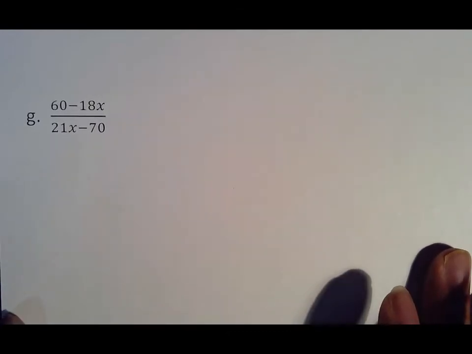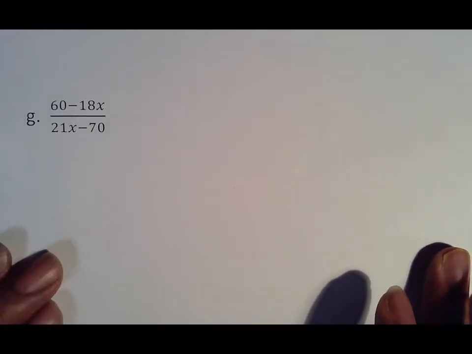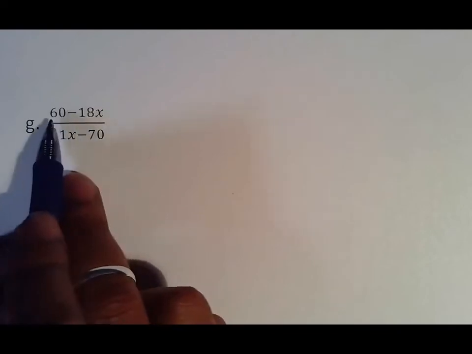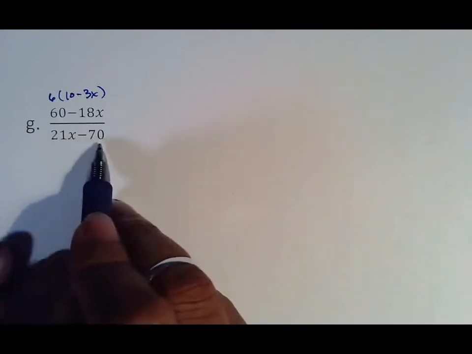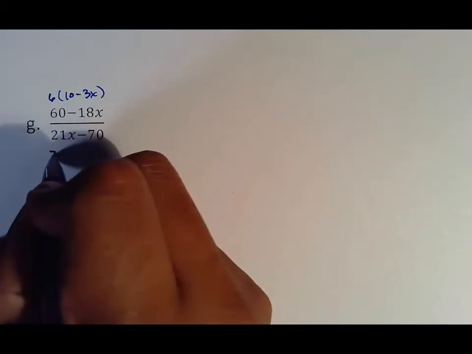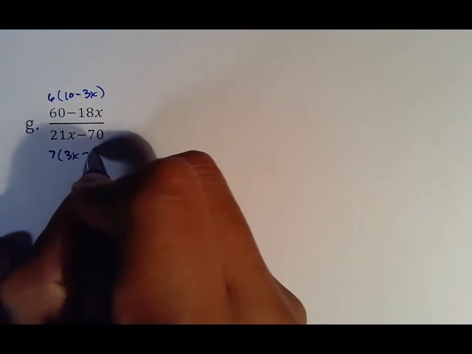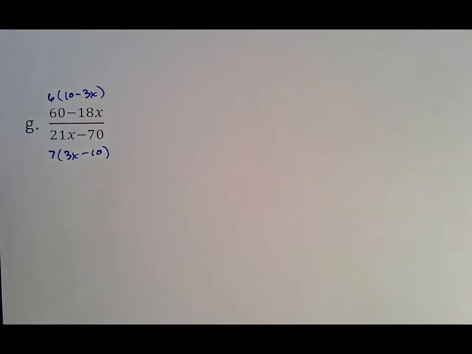Otherwise, we break rules. Now, this is where things get interesting, because when we go to factor this, 60 and 18 GCF-wise, I believe, have a 6 in them. Yes, it does. So it'll be 10 minus 3x. And then these both have a 7 in them, which would be 3x minus 10. Now, here's where things, again, get interesting.